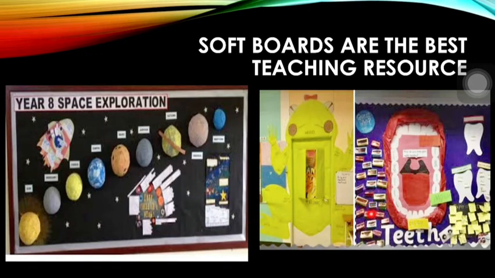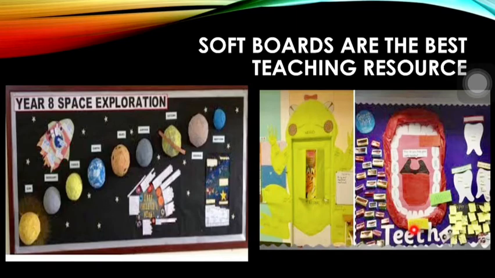Similarly, dentition. If you have to teach them dentition, then this soft board is an excellent teaching resource. How? See, girls, this soft board has temporary labels on it showing different types of teeth, and all the information required to be shared with the children is also displayed on the side. Similarly, you can call the children at the end of the lesson and ask them to label different types of teeth. This will enable you to give an excellent wrap up to the lesson.